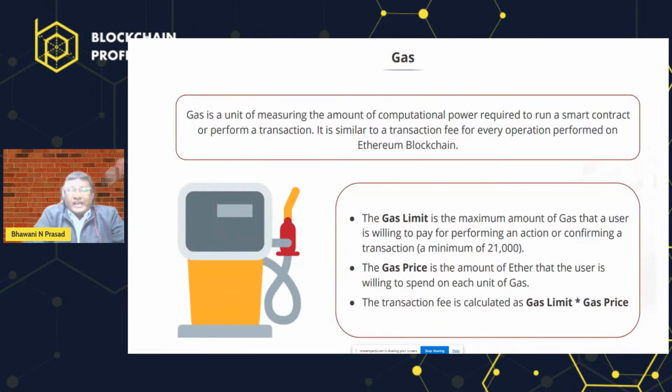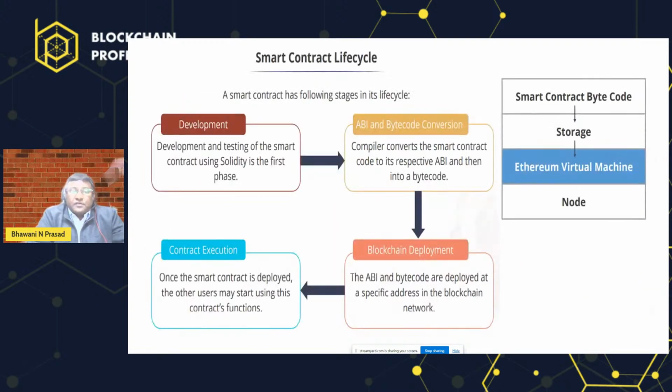Then again, what is gas? Gas is a unit of measuring the amount of computational power required to run a smart contract or perform a transaction. It is similar to a transaction fee for every operation performed on the Ethereum blockchain. So there is a gas limit. When you define a smart contract, you can put a gas limit, and the gas limit is the maximum amount of gas that a user is willing to pay for performing an action or confirming a transaction. Gas price is the amount of ether that a user is willing to spend on each unit of gas. So how is the transaction fee calculated? It is gas limit times gas price.